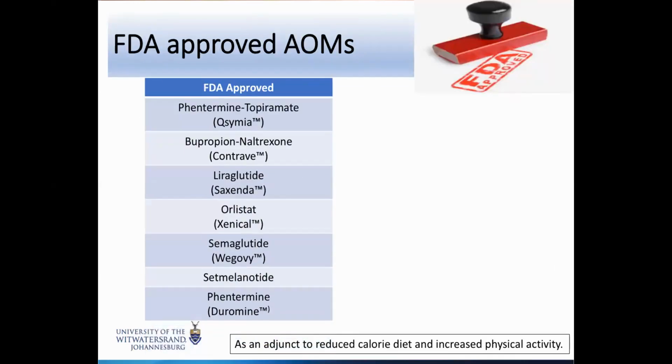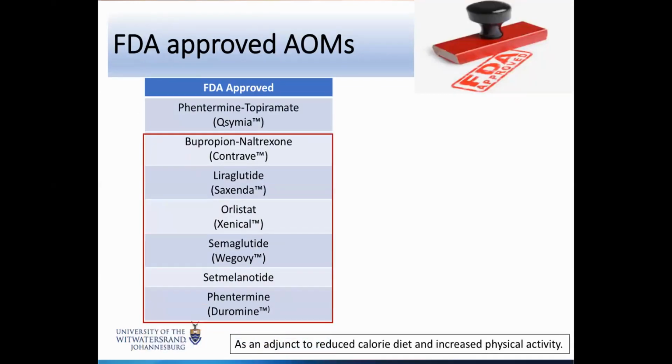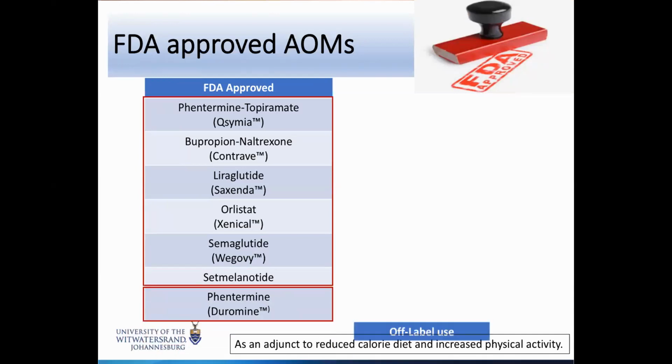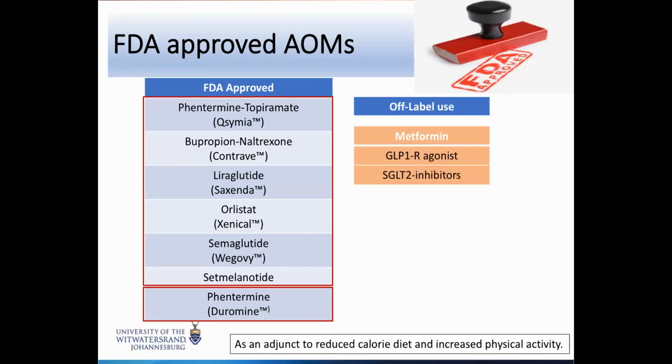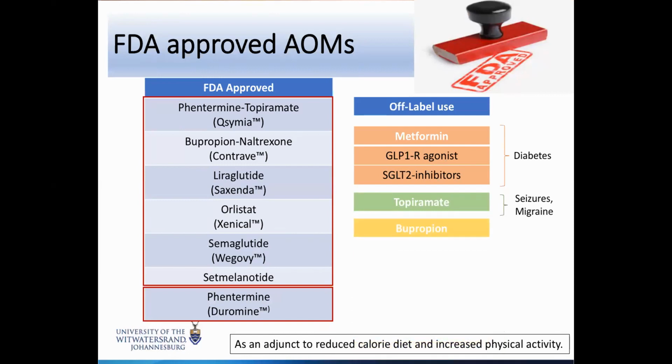So the FDA drugs that we've got for long-term use are the ones listed, and for short-term use, we only have Duramine. But it's important to note that we have many using off-label drugs that are designed for other conditions like diabetes. For seizure control and migraine, we still have topiramate that's being used off-label, and whether or not it's actually beneficial and causes significant weight loss is questionable.